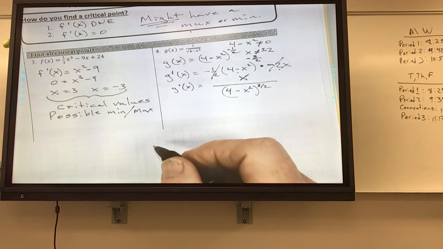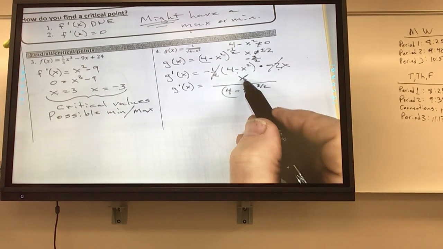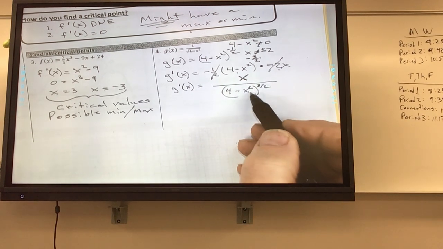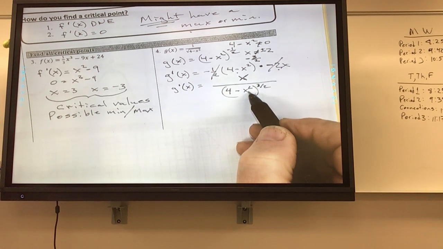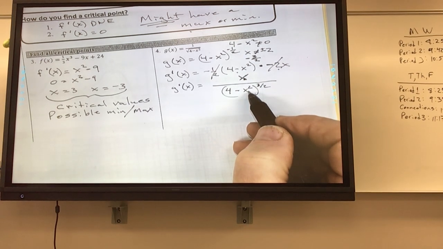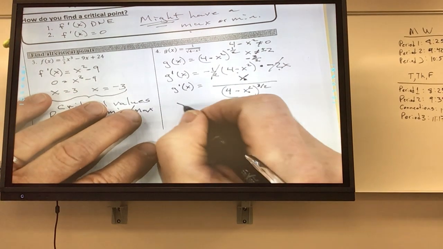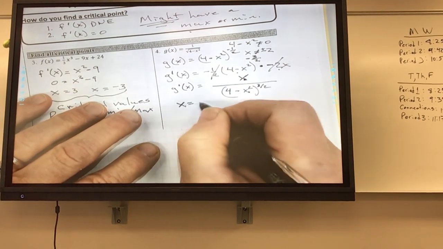Now, Ben, this is where you find your zeros. This is where you find your undefined values. This is where you find your horizontal tangents. Now, I'm going to take the numerator and make it equal to 0.